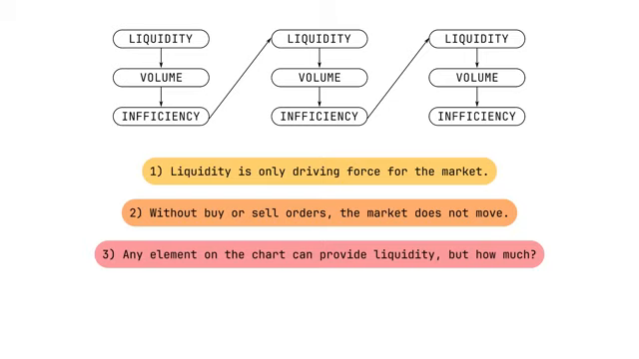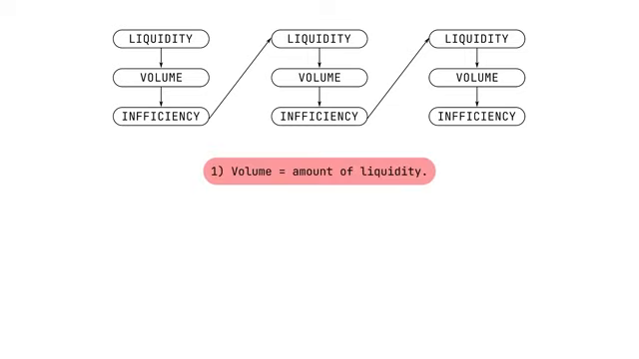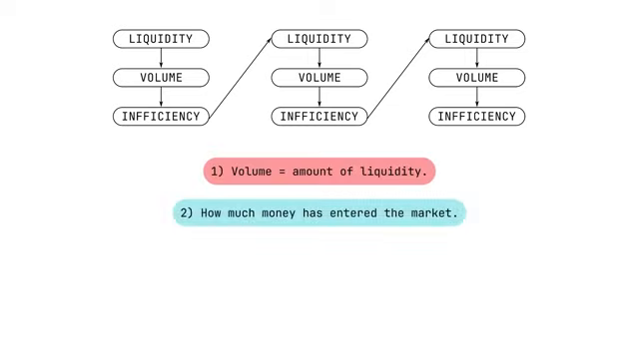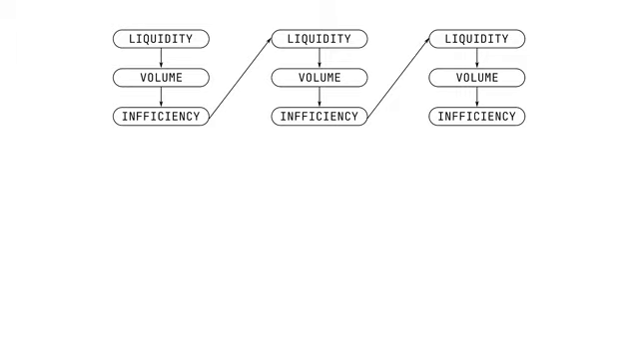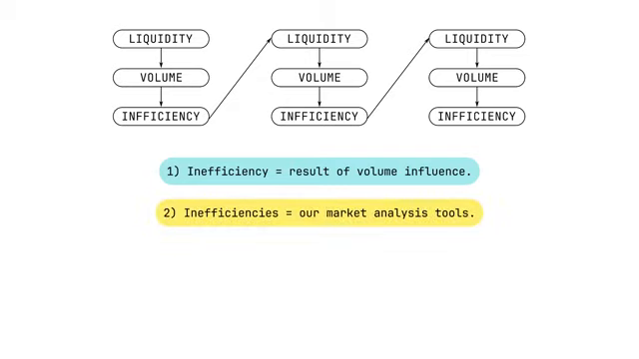It is important to understand that any element on the chart can provide liquidity, but the question is in the quantity. The second most important element, the foundation of all our market logic and strategy, is volume, which directly reflects the amount of liquidity entering the market. In other words, how much money has entered the market. And the third element is inefficiencies, which are formed as a result of the influence of volume on price. They are graphical representations of volume at a specific moment in time, depending on the time frame. Inefficiencies will be our tools through which we will look at the chart and do our analysis.